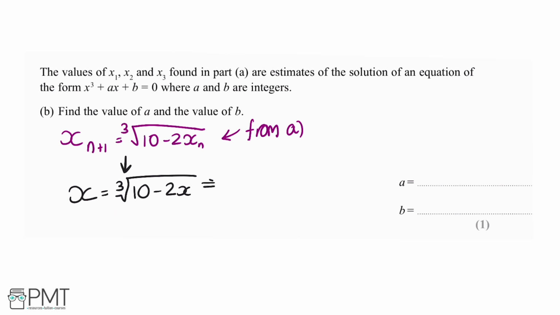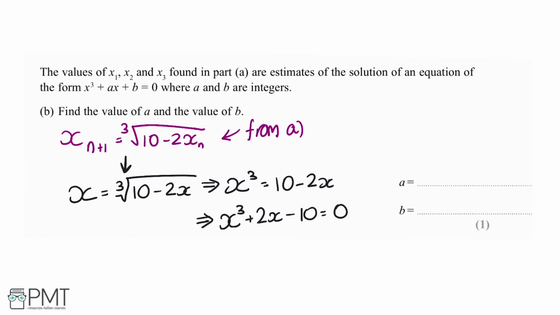Now I'm going to rearrange it. If I cube both sides, we're going to have x cubed equals 10 minus 2x. If I add 2x to both sides and take away 10, we're going to have x cubed plus 2x minus 10 equals 0. We're told in the question we're looking for something of the form x cubed plus ax plus b equals 0. That's good because we got something of that form: x cubed plus 2x plus minus 10 equals 0. It's a bit easier to visualize if we get rid of this and add a plus here, so we have plus minus 10 equals 0. It means the same thing, but it means we can easily match up a and b.